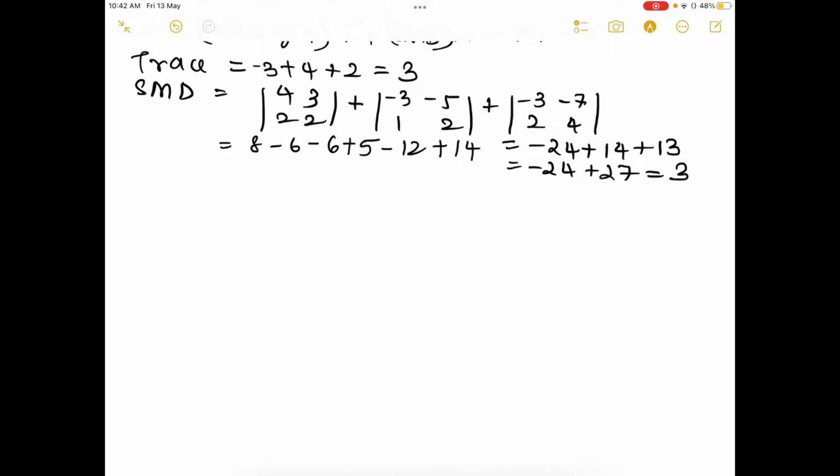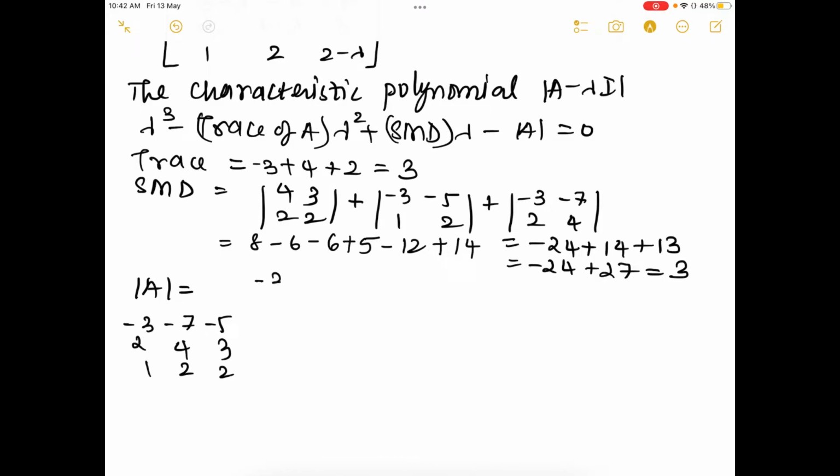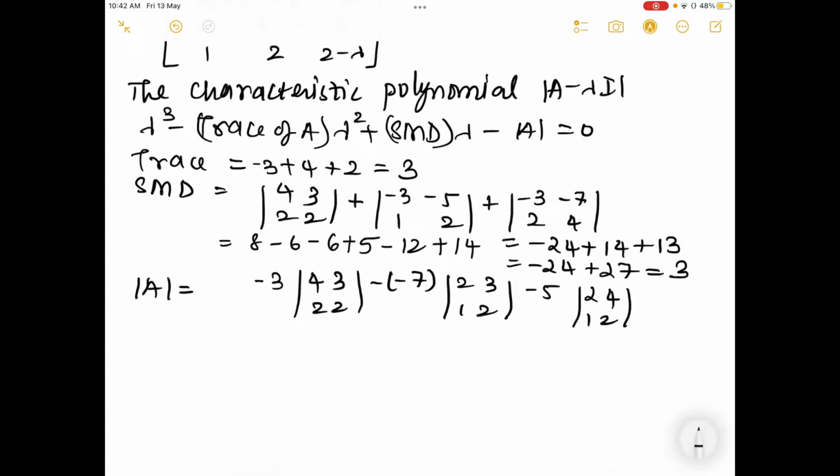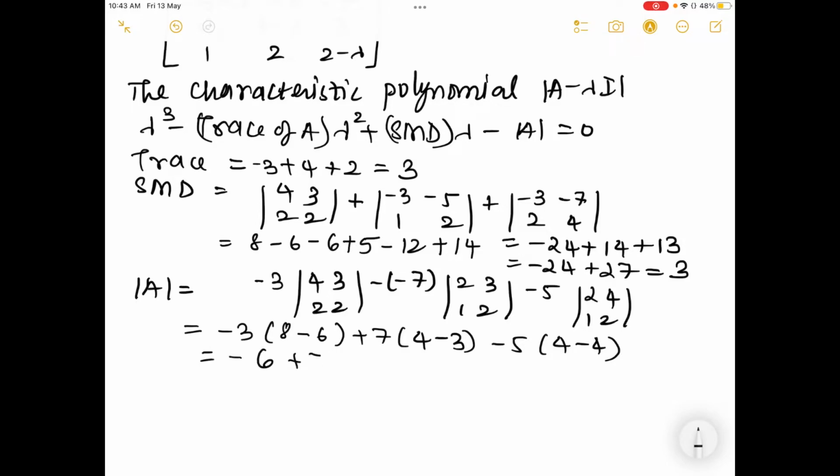Now we have to find determinant of A. Determinant of A will be equal to -3 times (4 3; 2 2) minus of -7 times (2 3; 1 2) minus 5 times (2 4; 1 2). This will give us -3 times (4 2s are 8 minus 6) plus 7 into (2 2s are 4 minus 3) minus 5 into (2 2s are 4 minus 4). So this entire term is 0. Minus 6 plus 7 gives us a 1.